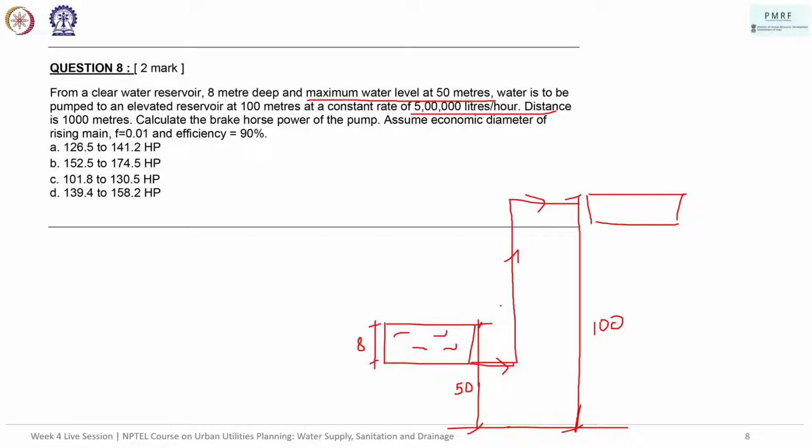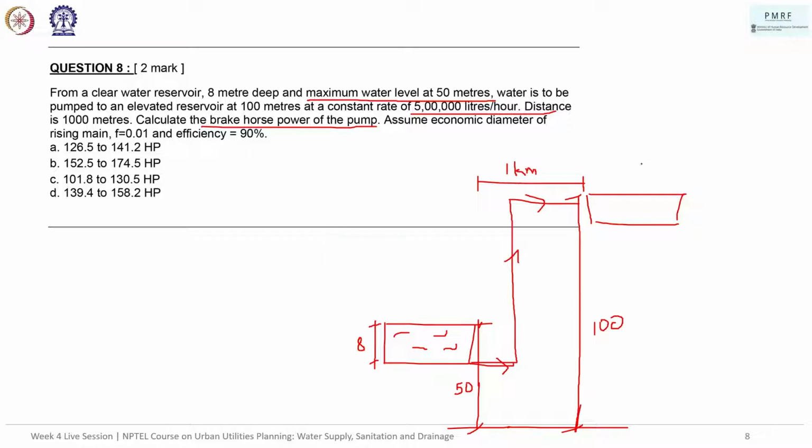So the thing is, these two are not actually located close by. These two are located at a distance of 1000 meters, that is 1 kilometer. What we need to do is calculate the brake horsepower of the pump. So all of this, shifting this whole water from here to there, will basically be done using a pump, right? So we need to be calculating the brake horsepower of this pump.